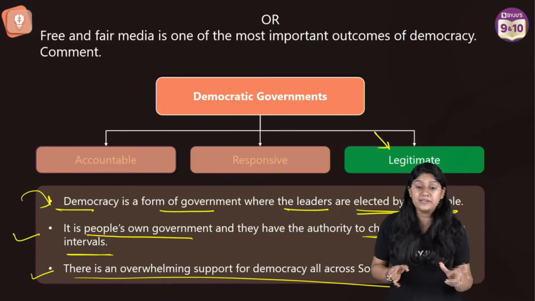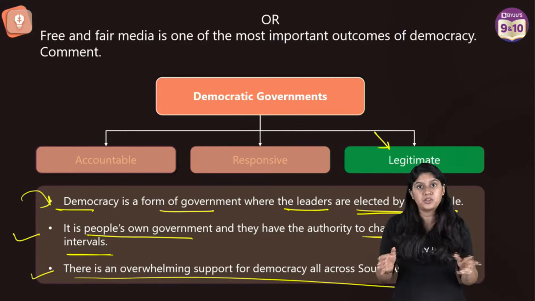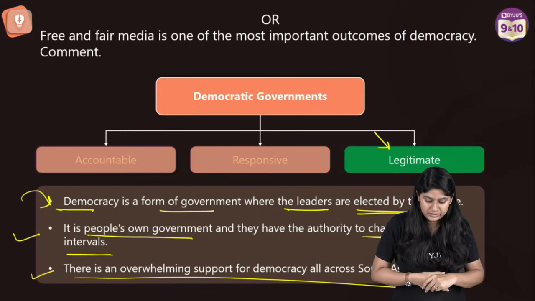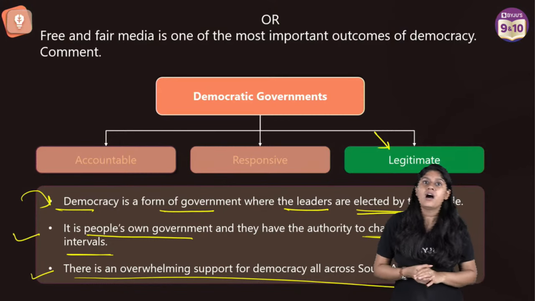Prithvi, I have just explained the difference between accountable and responsible. You can go back and watch the session. Everyone, are we clear? Are we clear?